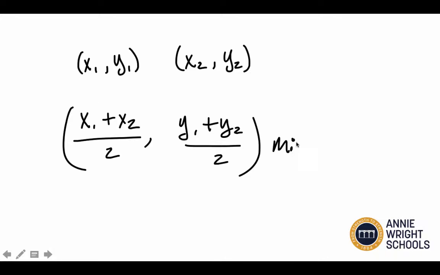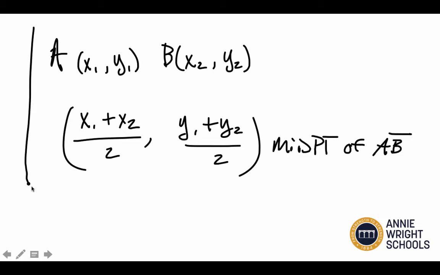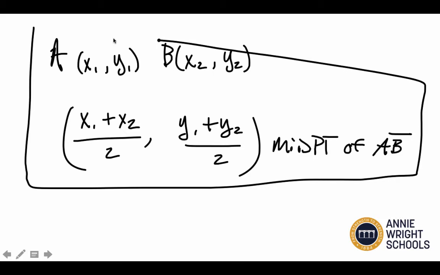This is the midpoint between this point, call it A, and this point, call it B. So the midpoint of segment AB. You need to know this formula. We've done it before, but I just want to make sure you still know it. That's it. I'm going to leave it just at that.